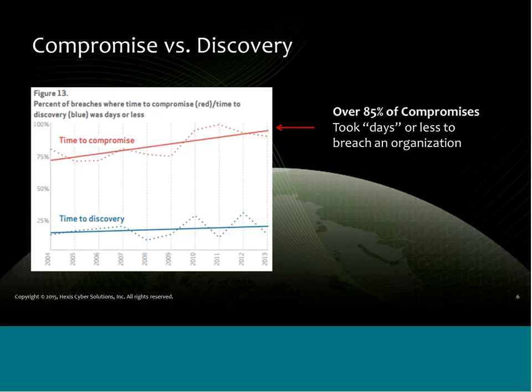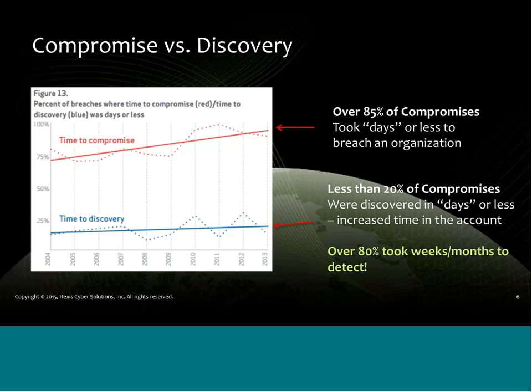Some things from the Verizon Data Breach Report. These are really startling numbers: 85% of compromises took days or less. In reality, "days" is in quotes. Verizon's Data Breach Report actually says it's not days, it's hours or less in terms of compromise. And then less than 20% of compromises were discovered in days. The average is 240 days to discover a compromise. And by then, it's way too late.